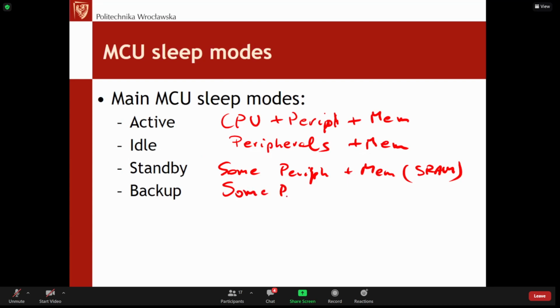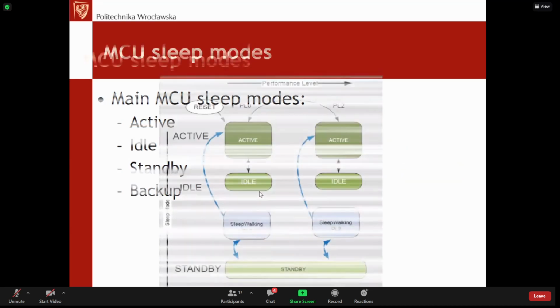Backup is the mode with only some peripherals running. No memory is supplied, so no registers are supplied here, which means that the mode is quite problematic from the programmer's model point of view, from the software developer's point of view. Yet naturally the backup mode is definitely the most efficient of those, with the lowest power consumption.